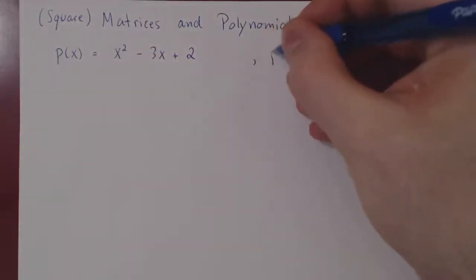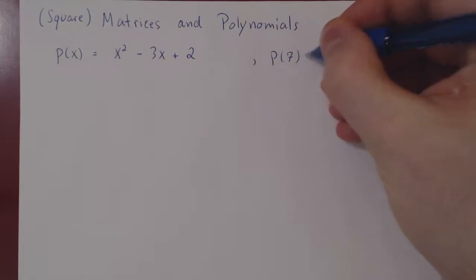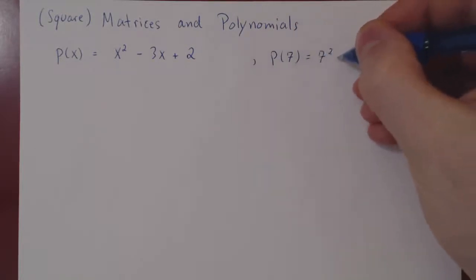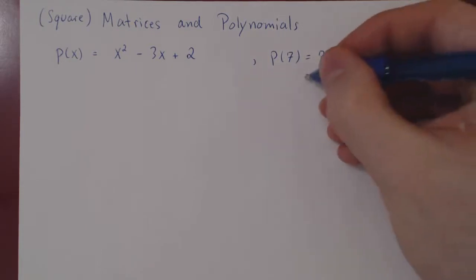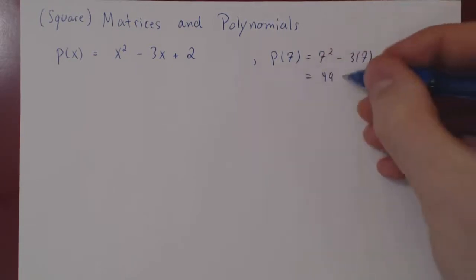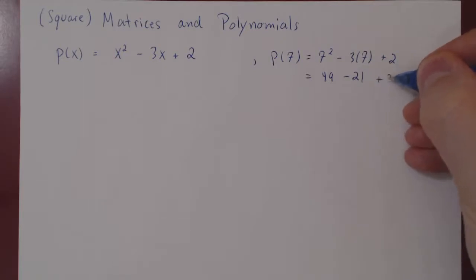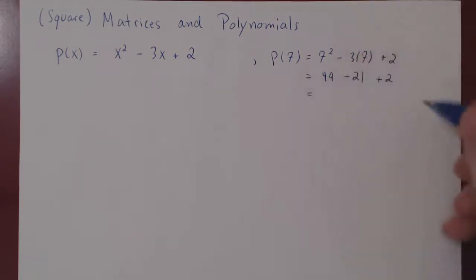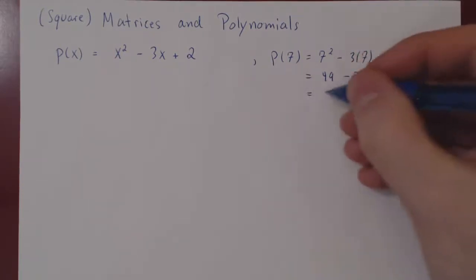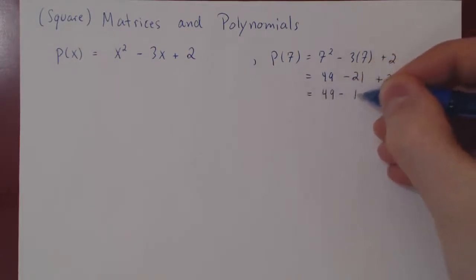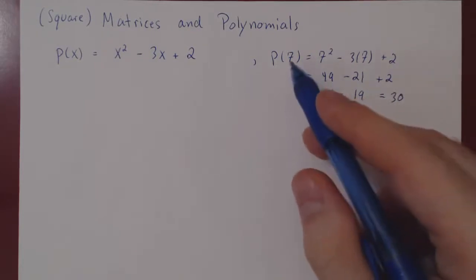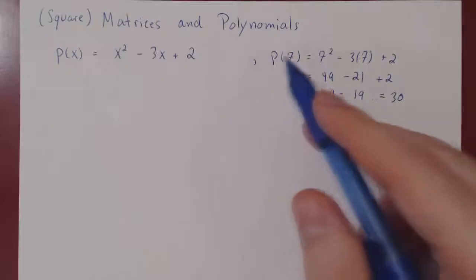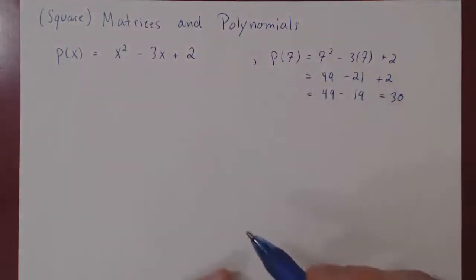You could say, well, p of 7 will be 7 squared minus 3 times 7 plus 2, which would give you 49 minus 21 plus 2. Negative 21 plus 2, negative 19. And the result would be simply 30. And this is just one example. You could replace x by any real number of your choice, and the result would be a real number.